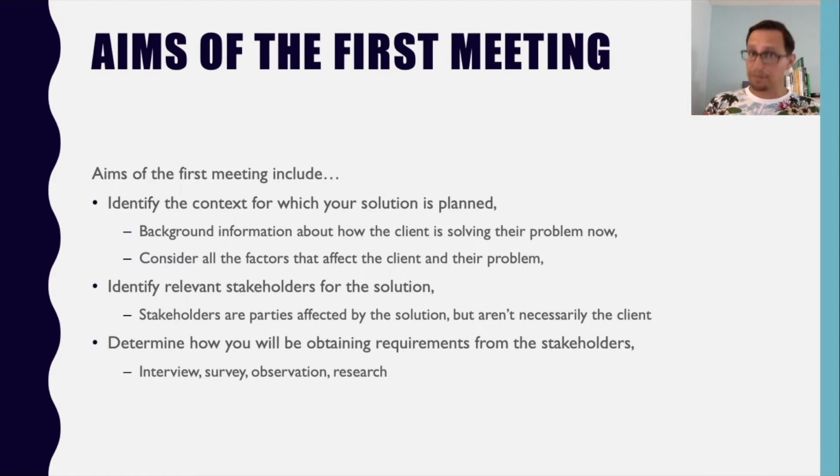And then the third aim of the meeting is to determine how you will be obtaining further requirements from the stakeholders: interview, survey, observation, or research. For the purposes of the IA, you really are going to be interviewing your client, right? But as you're identifying the stakeholders, you should also think about if it's worth talking to any of them and if you should survey them, maybe observe, like if they're doing a club meeting now, stand in on a club meeting and see how the club meeting happens now, just so you get an idea of how the problem is currently being dealt with, right?